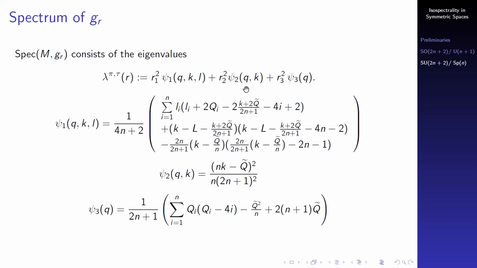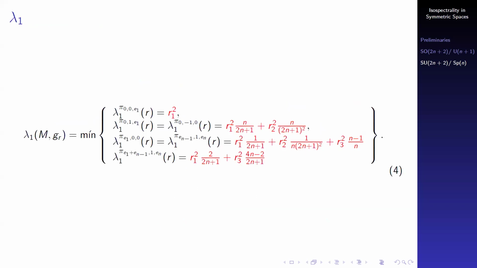So we have this formula, and we have to compute the minimum of this. That was a little bit long, but we achieved the following formula. So lambda 1 has to be the minimum between these four expressions. I didn't put the proof here because it's a long computation, but we have these four expressions.